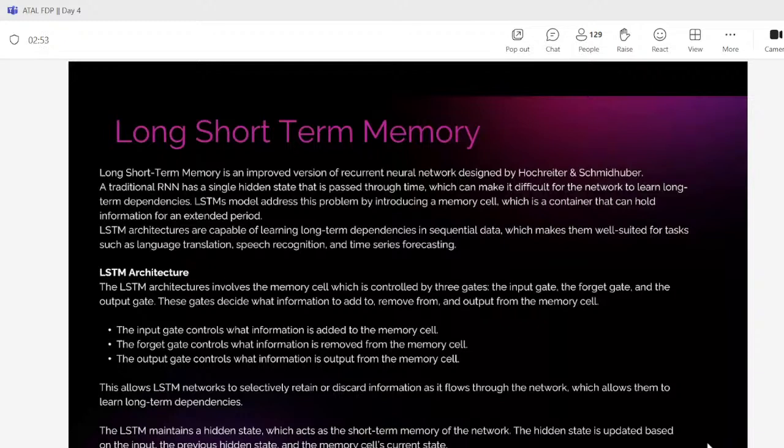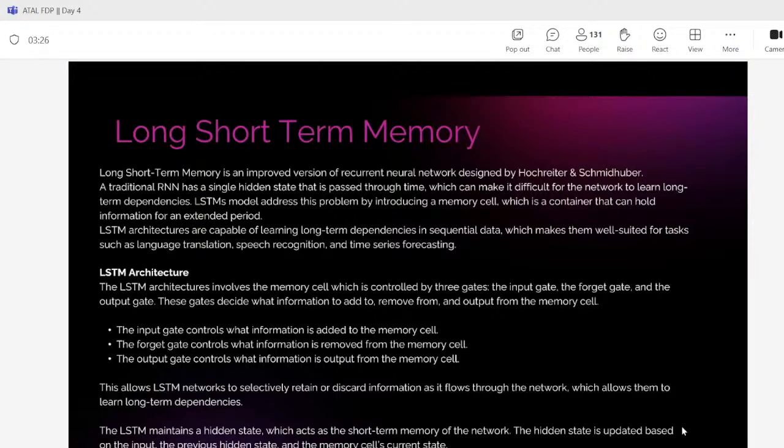So they keep track of a memory cell, which is a container that can hold information for an extended period. Long short-term memory is capable of various layers of memory cells. These architectures are capable of learning long-term dependencies in sequential data, which makes them well suited for tasks such as language translation, speech recognition, and time series forecasting.